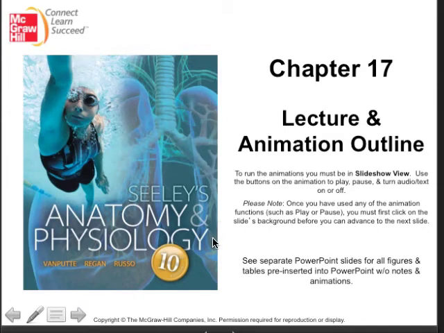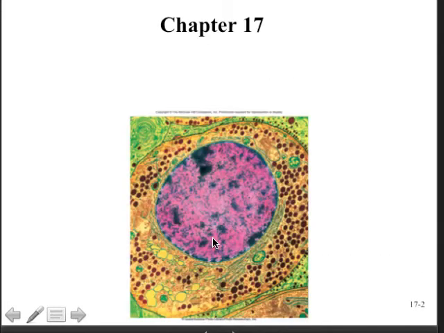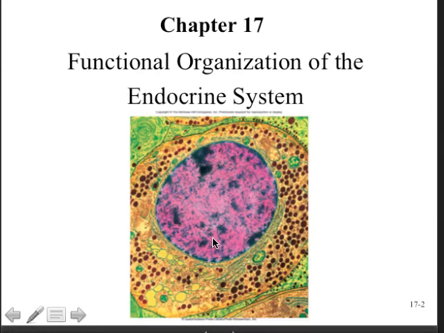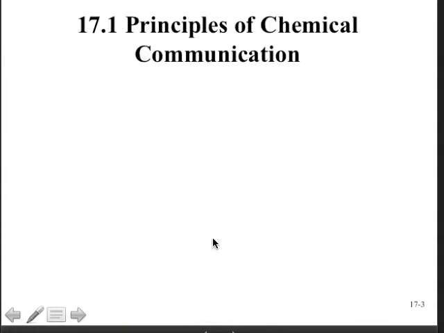Okay, welcome everybody. This is the first portion of Chapter 17, and we're going to be discussing the functional organization of the endocrine system. Bottom line, the endocrine system is a complement to the nervous system. Essentially, its job is to maintain communication between body systems in order to allow homeostasis to be maintained, and it does this through the production of chemicals by special tissues in the body that are called endocrine glands.